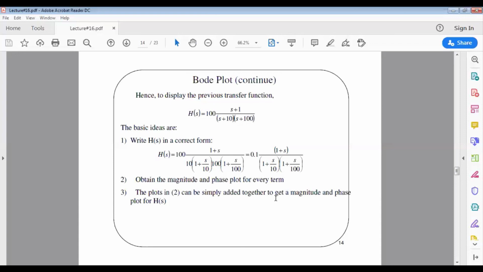Okay, so I'm going to stop now. You have to understand these issues well. Afterwards, we are going to do exercises to ensure that you really understand how to sketch or obtain the Bode plot for the given transfer functions.